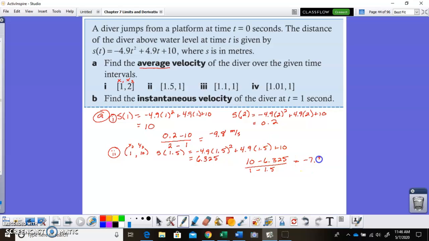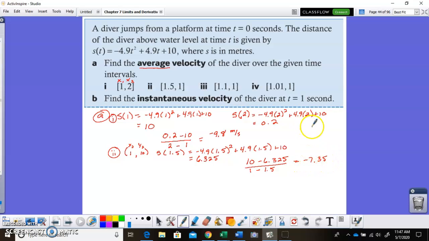Now let's look at what's happening. So it's saying my average velocity here, okay, remember velocity is just speed, but not the absolute value of speed. So it says my average velocity is negative 9.8, and the negative actually tells you a direction. So my speed is actually 9.8, my velocity is negative 9.8. Here my speed is 7.35, my velocity is negative 7.35.